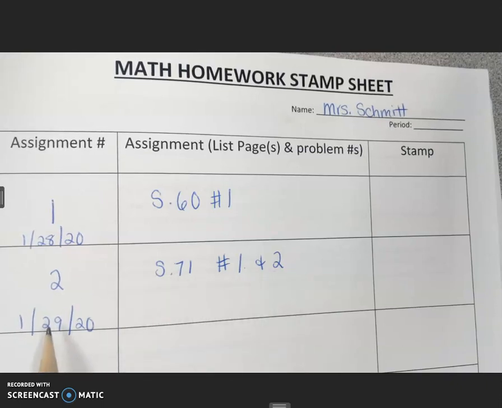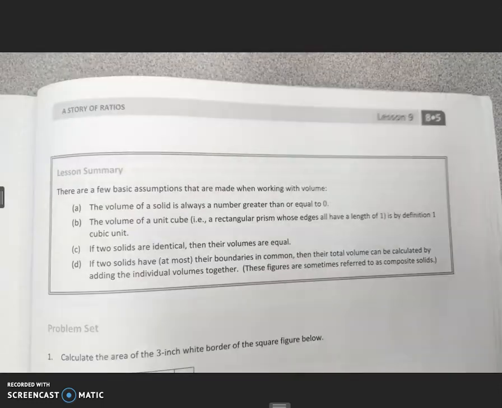I just put the date here because it helps me keep track of, if you're absent, what day you missed and what the homework was that specific day. But you really don't need to put that there. But if it helps you, put it there. Okay, so your stamp sheet should look just like this.